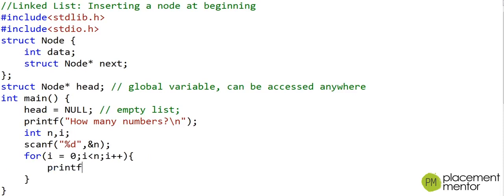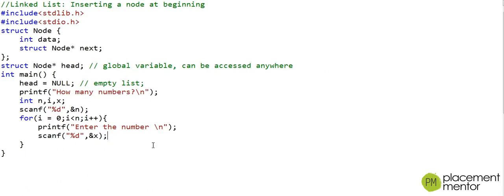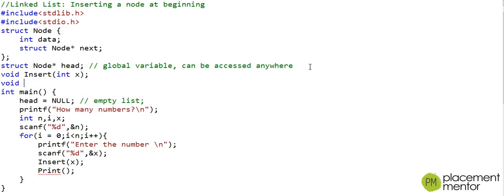Now I'll write a print statement like this, and I'll define another variable x, and each time I'll take this variable x as input from the user. And now I will insert this particular integer x into the linked list by making a call to the method insert. And then each time we insert, we will print the value of all the nodes in the linked list by calling a function named print. There will be no argument to this function print. Of course, we need to implement these two functions, insert and print. Let me first write down the definition of these two functions.